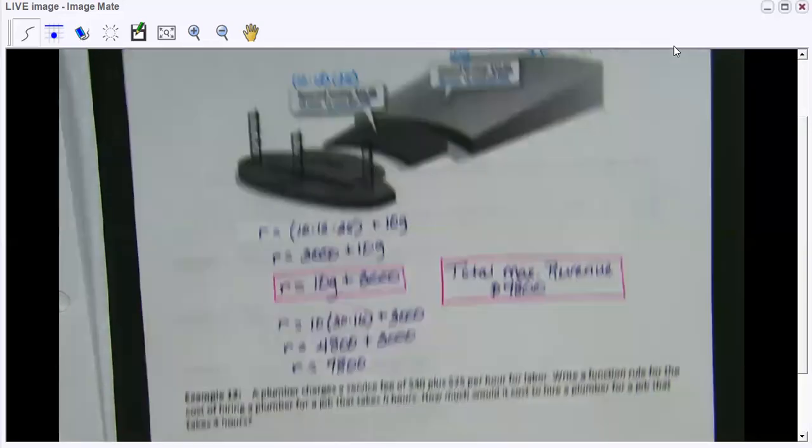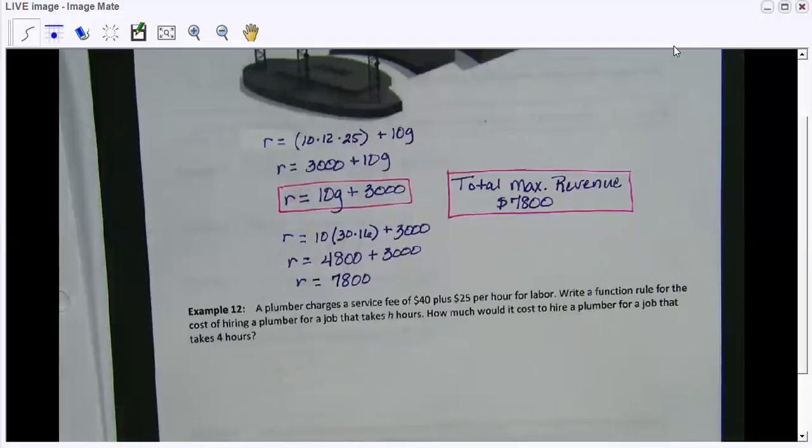Okay, let's look at this last one. A plumber charges a service fee of $40 plus $25 per hour for labor. Write a function rule for the cost of hiring a plumber for a job that takes 8 hours. How much would it cost to hire a plumber for a job that takes 4 hours? So this is a two-parter. You're going to create a function rule, and then you're going to figure out how much it would cost to hire a plumber for 4 hours.